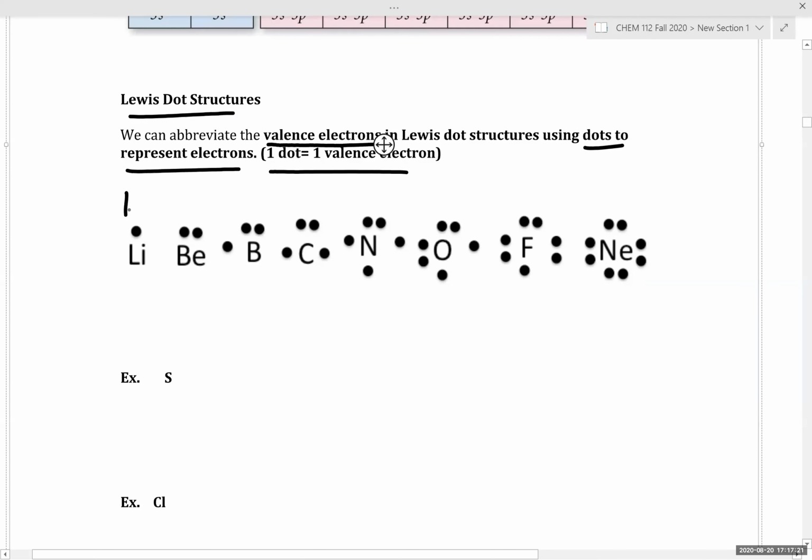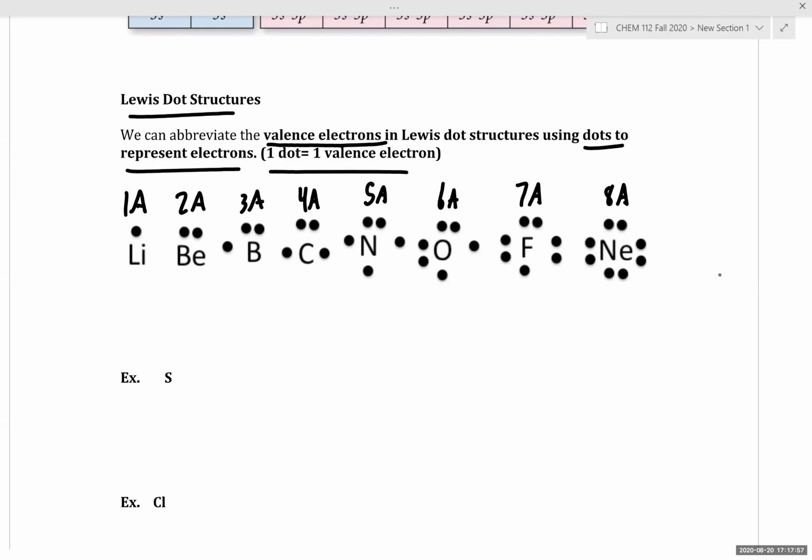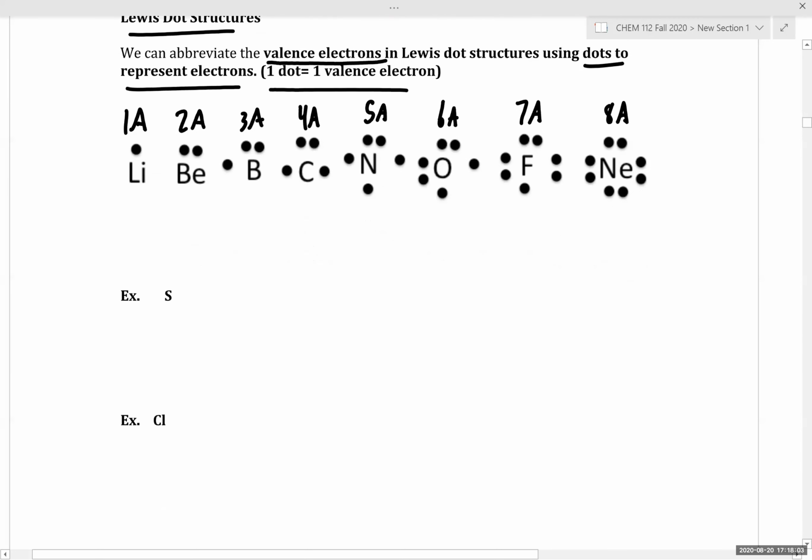So for example, lithium is a 1A element. We have one valence electron, one dot. Beryllium, 2A, 2 electrons, 2 dots. Boron, 3A, 3 electrons, 3 dots. Carbon, 4 electrons. Nitrogen, 5 electrons. Oxygen, 6 electrons. Fluorine, 7 electrons. Neon, 8 valence electrons. Note, this set of Lewis dot pictures that I provided you is comprehensive for all of the main group elements, because elements with the same group number will have the same number of valence electrons.